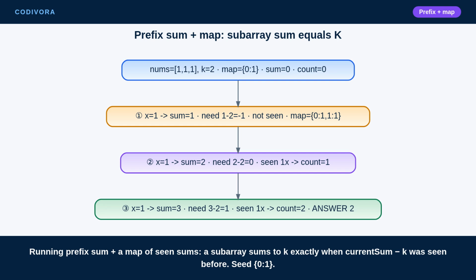Nums is 1, 1, 1, k is 2. Seed the map with 0 seen once. Sum becomes 1, need -1, not there. Sum 2, need 0, we've seen it, count 1. Sum 3, need 1, seen it, count 2. Answer 2. Don't forget that seed of 0 or subarrays starting at index 0 go uncounted.